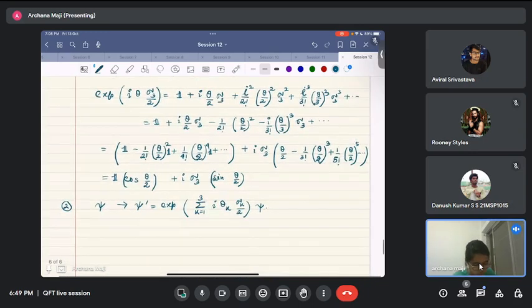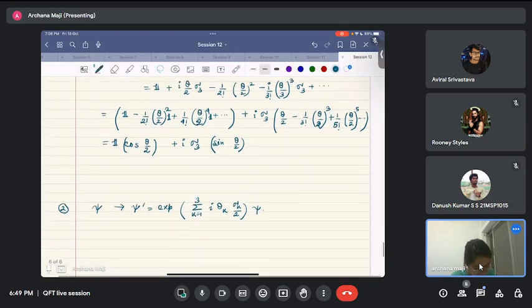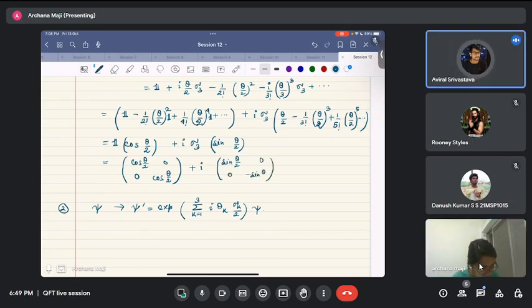No, you are getting the same result actually. Let me show how. If I'm not wrong, we should be getting the same result. So this is cos theta by 2 plus i sin theta by 2, 0, 0, cos theta by 2 minus i sin theta by 2. So what do you get? You get cos theta by 2 plus i sin theta by 2, which is what? Exponential of i theta by 2.